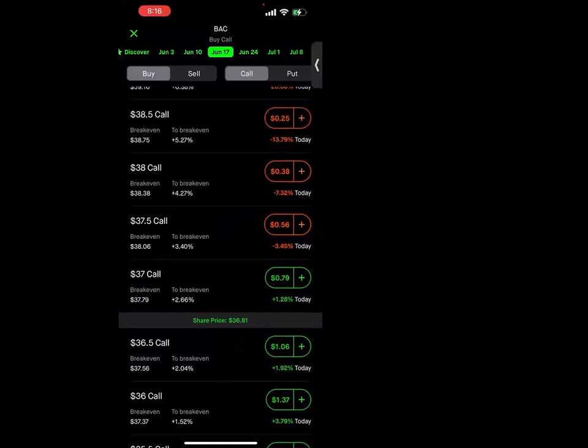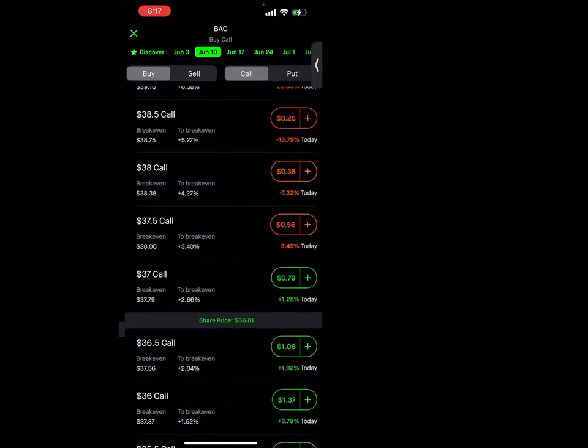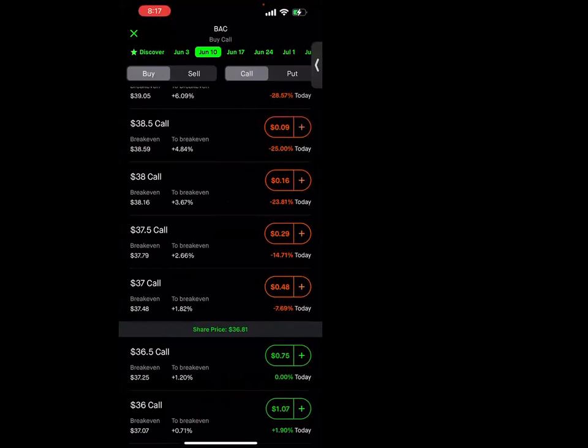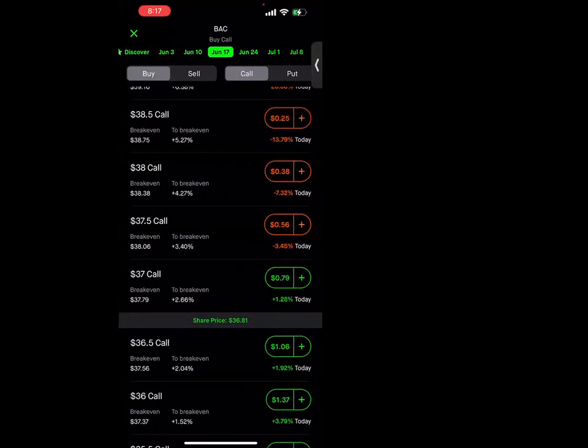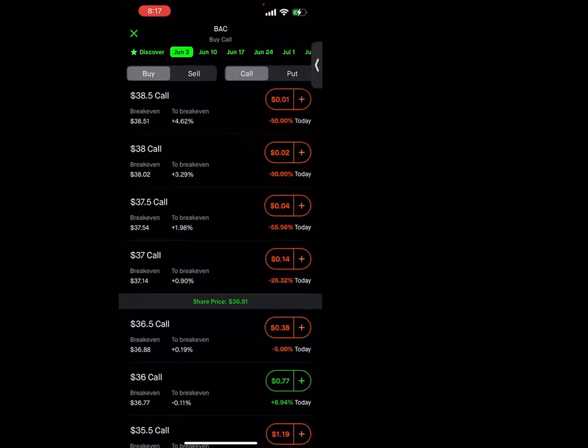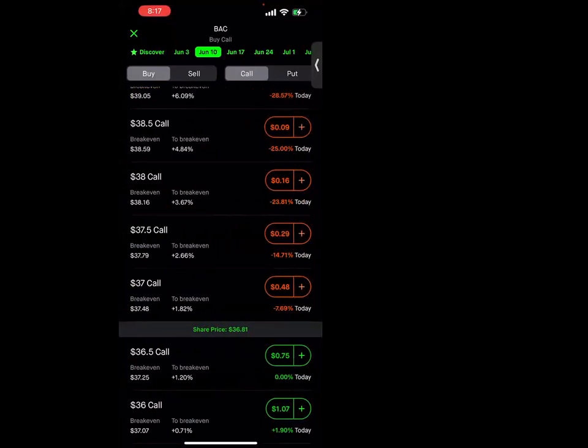Now, let's just look at the percentage of these contracts, right? How they flow today, because they're just showing you what it did today versus the ones on June 10th. From being up 1.28% on this contract, you would have been down 7% already, close to 8%. The other one, 14% versus 3%. Now let's take it to these, 26%, 55%.